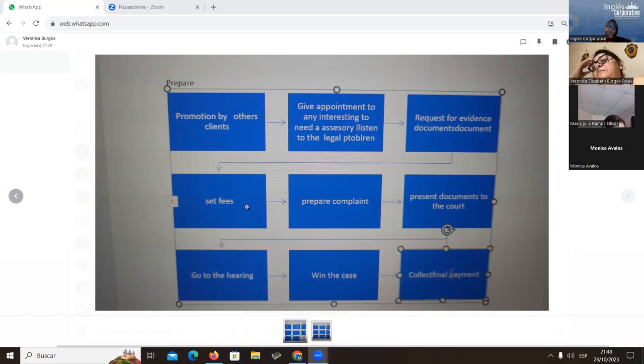Present documents to court. In the last step, prepare to complete and present documents to a court or a different legal institution. Then the process is to go to the hearing, to the court with the judge, to speak the complaint. Then win the case, or well, I hope to win the case. And the final collection of the payment when we win, or when we finally finish the process, the demand or complaint.